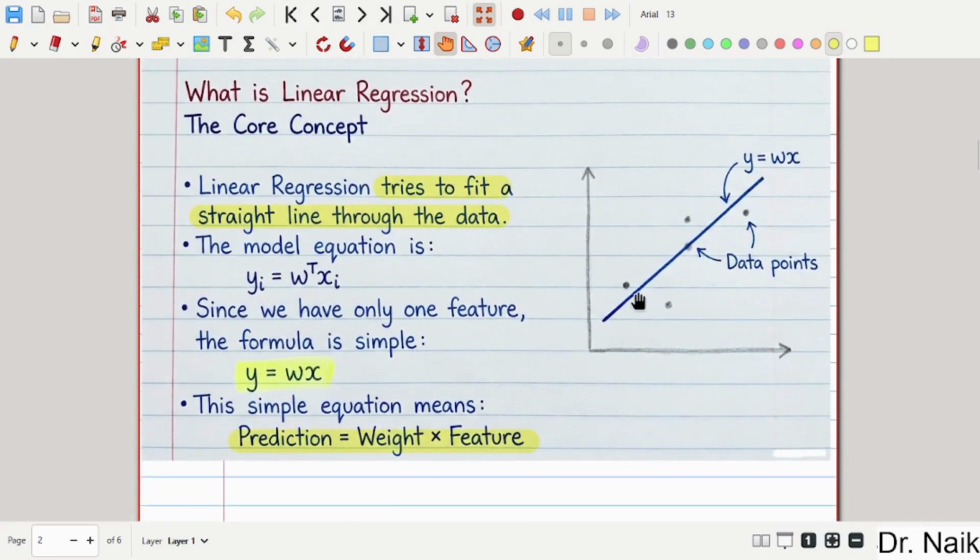Linear regression means it tries to fit a straight line through the data. So these are our data points. Linear regression tries to fit a straight line through the data. The equation given is yi is equal to w transpose xi. Since we have only one feature, the formula becomes y is equal to wx. Y means prediction, w is weight and x is a feature. Therefore, prediction is equal to weight multiplied by feature.